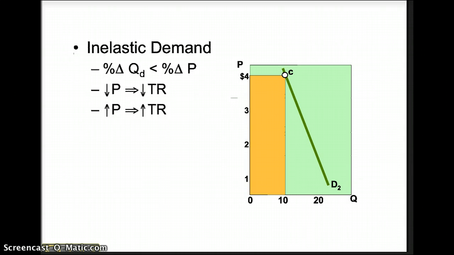If price decreases, we end up at point D. Price is $1 and quantity demanded is 20. Total revenue is the shaded area, which would be equal to $20. We can see total revenue decreases when prices fall, or that total revenue increases when prices rise.